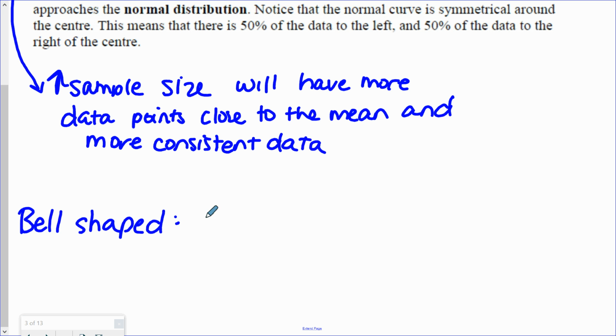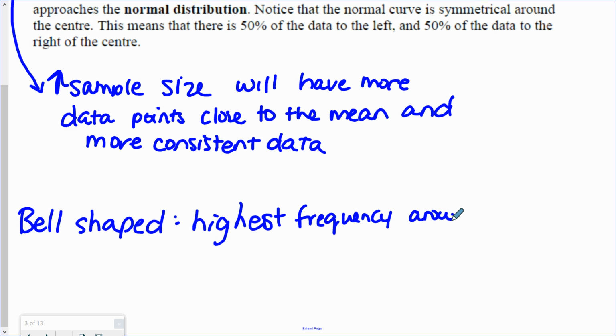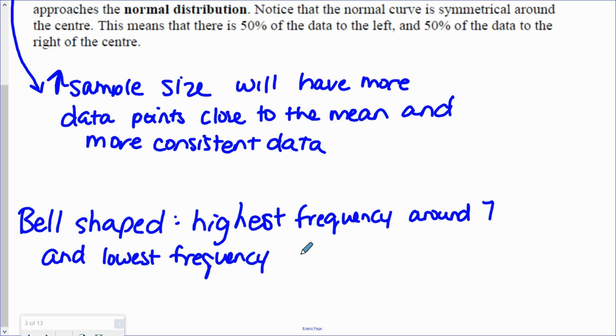The highest frequency around 7, and lowest frequency at 12 and 2. So the highest frequency around the mean and the lowest frequency at the edges.